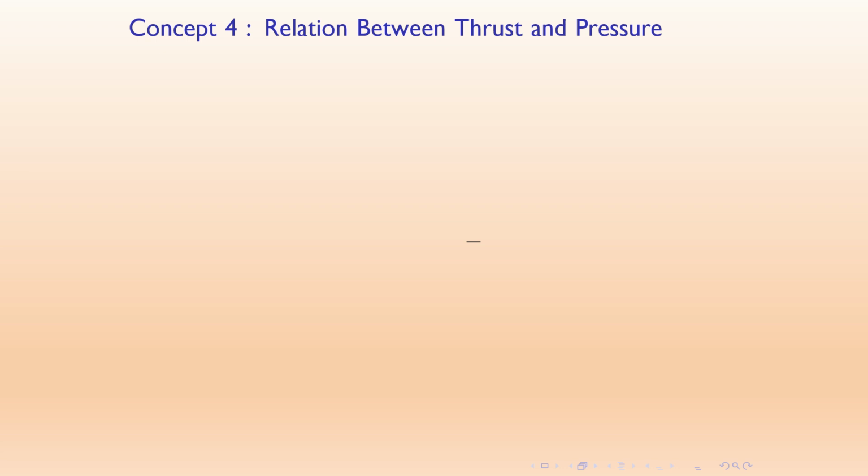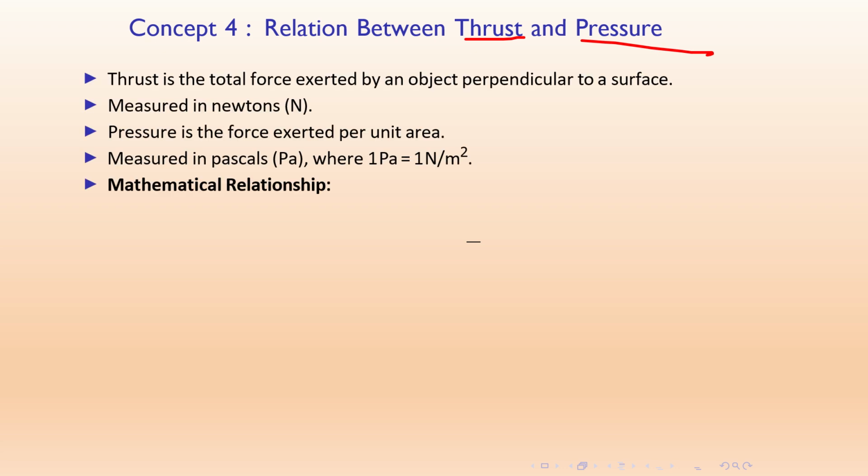Now let us discuss what is the relationship between thrust and pressure. So here you can see, thrust is the total force exerted by an object perpendicular to the surface, whereas pressure is the force exerted on unit area. Thrust is measured in newtons, and pressure is the force exerted per unit area and it is measured in pascals. This is a small variation which you can identify between thrust and pressure.